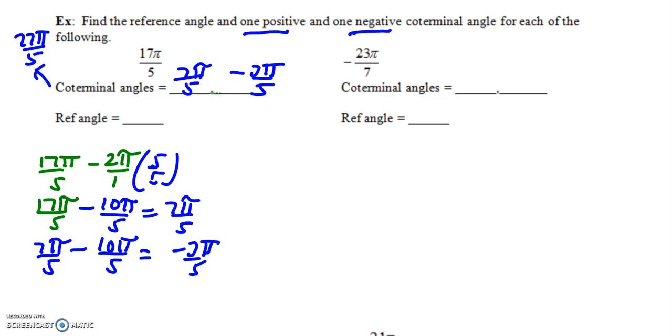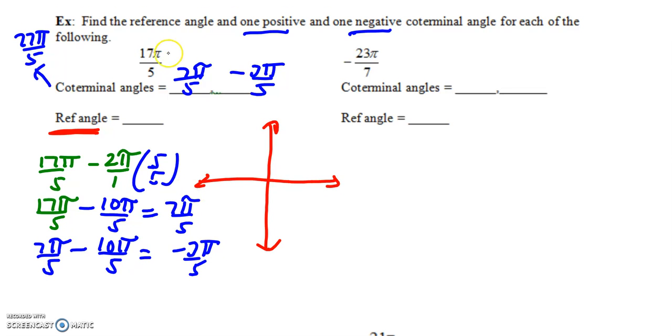Now, in terms of reference angle, a couple of reminders. A reference angle is always acute. It is positive and it is related to the x-axis, or it is coming from the x-axis. And so in order to see a reference angle, again, what we generally want to do is draw a picture.